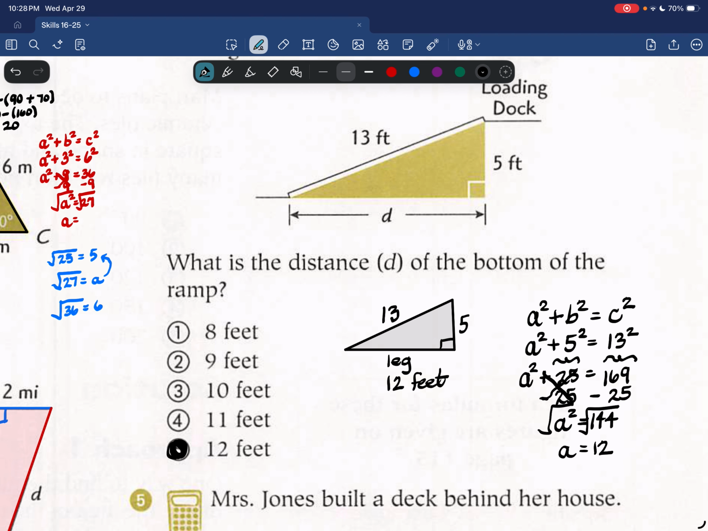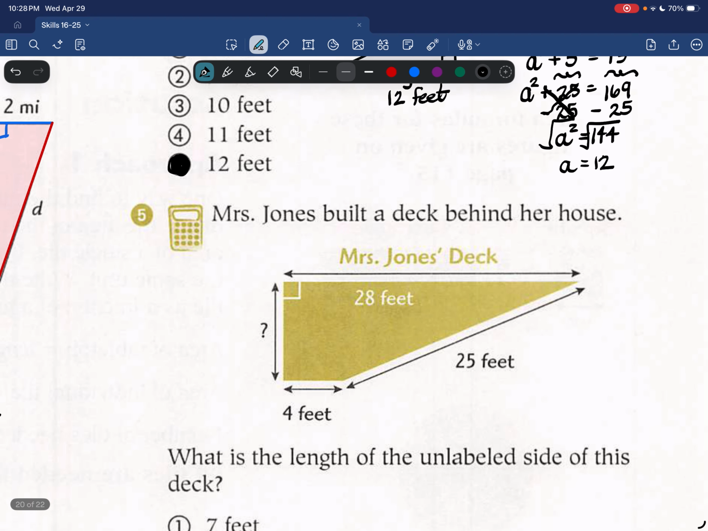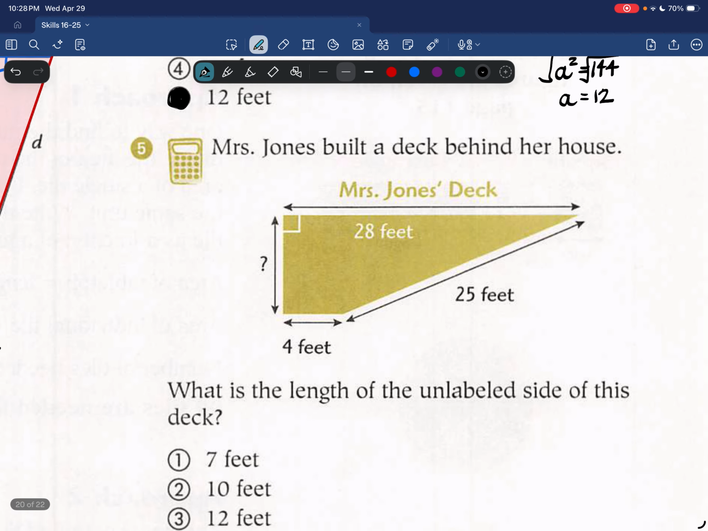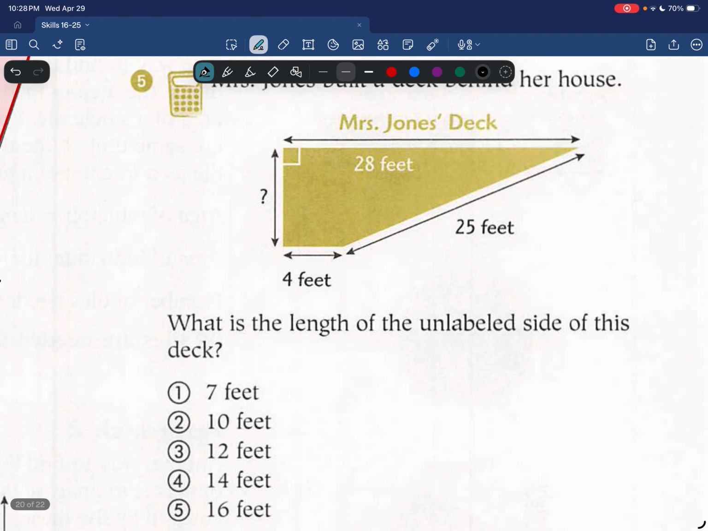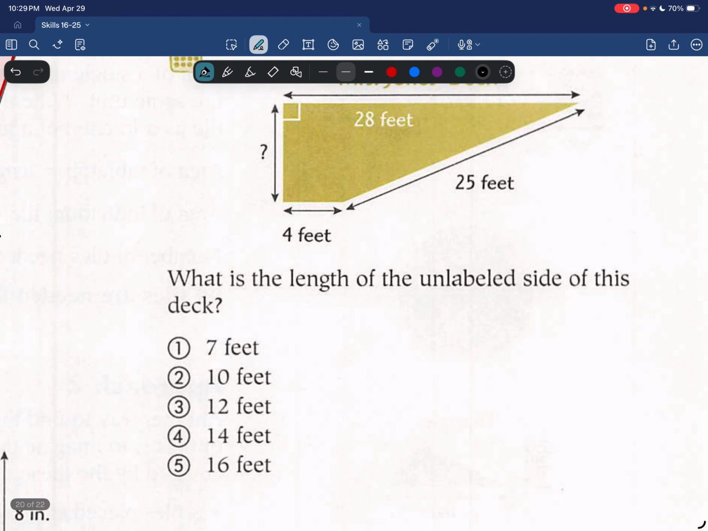And they did not allow me to use the calculator on that one. That's interesting. Number 5, I can use the calculator. Be very careful here. Mrs. Jones built a deck behind her house. What is the length of the unlabeled side of the deck?